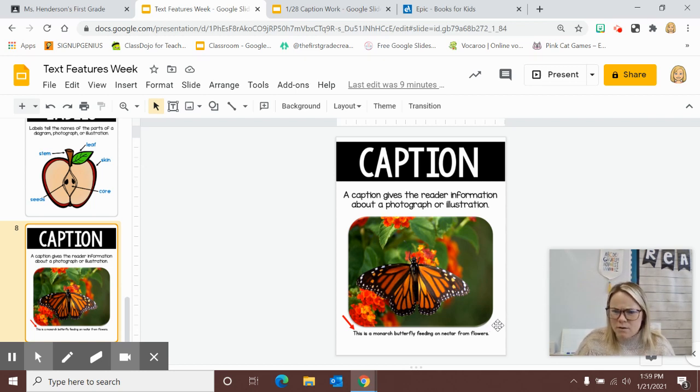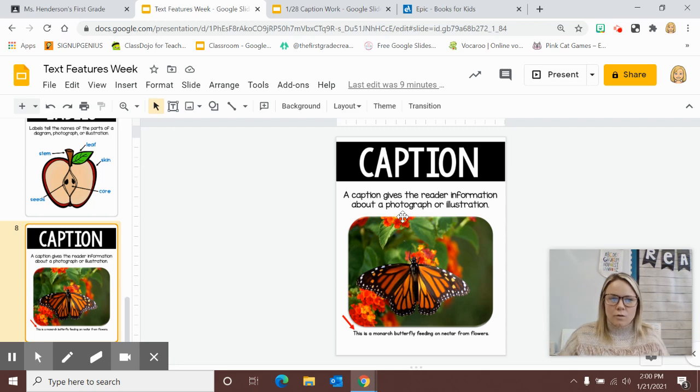Should I skip over them? No! As a reader, it's so important to read everything. I need to read the caption. It says, this is a monarch butterfly feeding on nectar from flowers. Just from that small caption, I can learn new information that they feed on nectar and they feed the nectar from the flowers. Interesting.